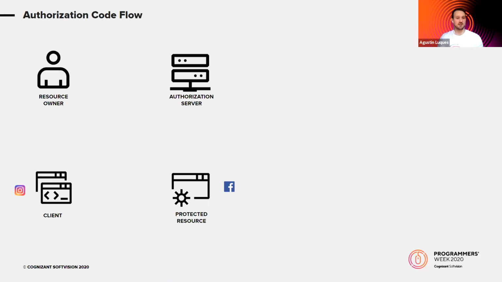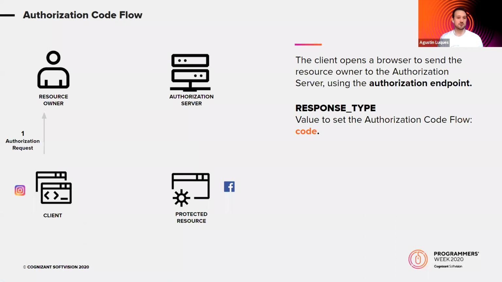As you can see, the client will redirect the resource owner to the authorization endpoint with the response type value set to code. That means that we are going to use the authorization code flow. And it will send other parameters along with the client ID, such as the redirect URI, indicating where the authorization server needs to send the authorization code when the authentication is validated. After the user interacts with the authorization server, it will redirect the authorization code to the client in the response.